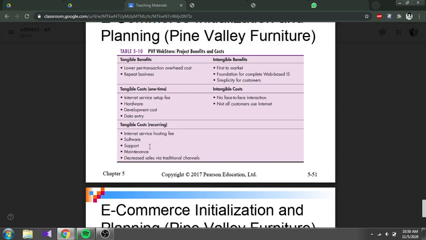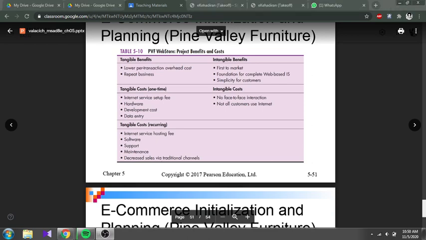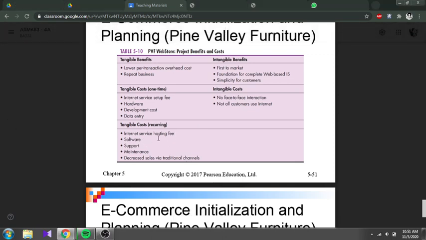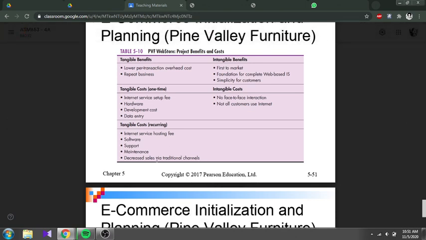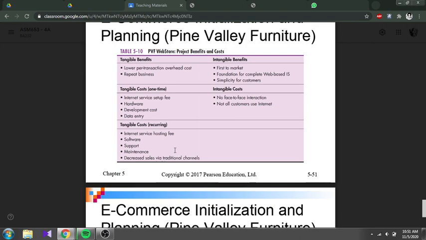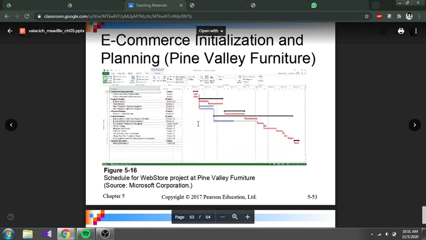Tangible recurring costs mean that we have to pay monthly, or maybe day to day, on a subscription. So it's mostly about the hosting, annual or monthly. Software, maybe we purchase one time, or maybe you have to subscribe. Support, yes, if we have an incident, we have to call the support to do the troubleshooting and repair. And maintenance is the same. Decrease in sales via traditional channel, meaning that we go to e-commerce gradually, from a little to a lot. Okay, I think this one you need not worry about.